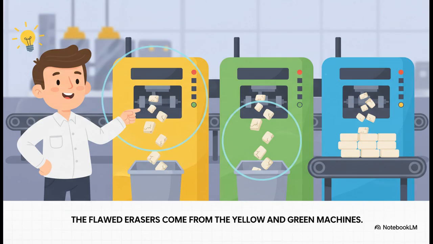The flawed erasers are strongly associated with the yellow and green machines. The manager now knows exactly where to look to fix the problem. That is the power of seeing your data the right way.